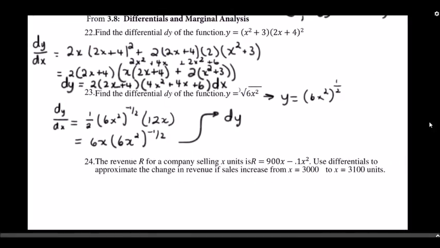Now if we separate the dy and the dx, dy equals, now this term is going to go to the bottom of a fraction because it has a negative exponent, and the 6x is going to stay in the numerator, so 6x over 6x squared to the positive 1/2 times dx.